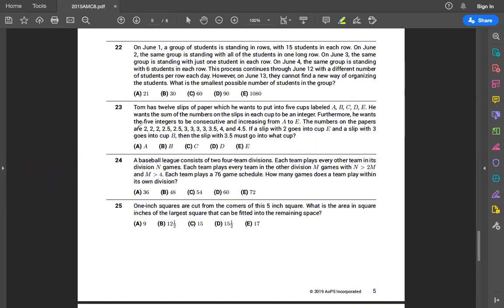Problem 23. Tom has 12 slips of paper, which he puts in 5 cups. He wants the sum of the slips in each cup to be an integer, and he wants them to be consecutive and increasing. Numbers are given, and we also know a slip with 2 goes into E, and a slip with 3 goes into B. We want to know where the slip with 3.5 has to go. So we'll draw the 5 cups. Alright, so first we'll find the average of the cups. The numbers here add up to 35, so the average is 7.